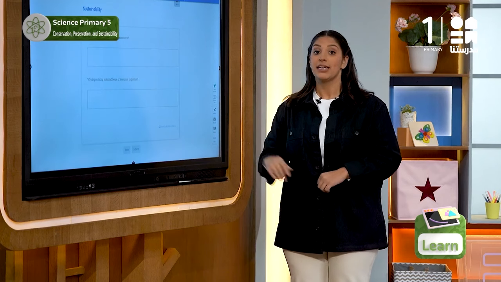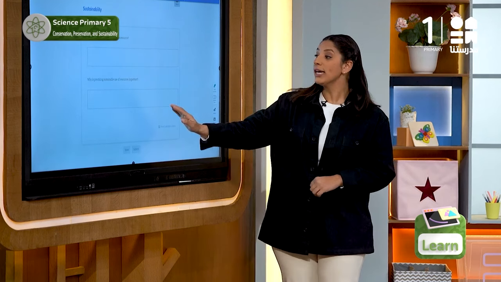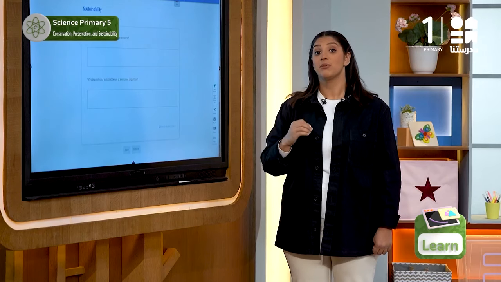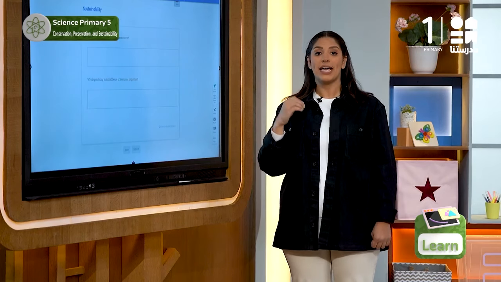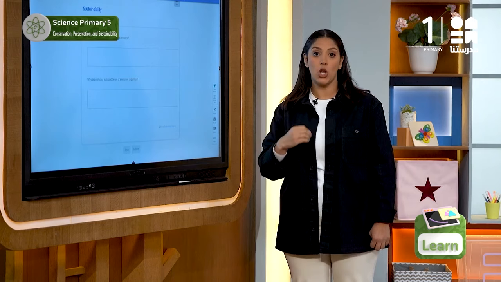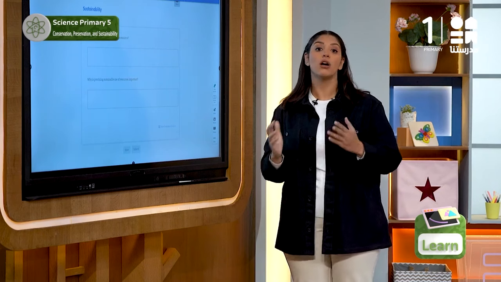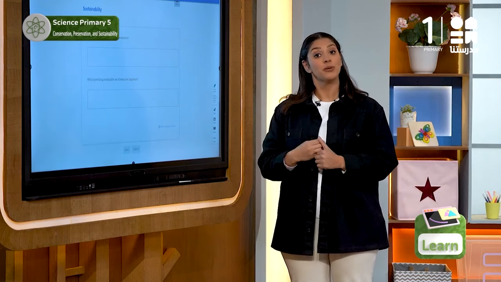The second question is, why is practicing sustainable use of resources important? Using resources slowly enough that they can be replaced or will last for a long time. And it is important so that we will have more of the resources in the future.